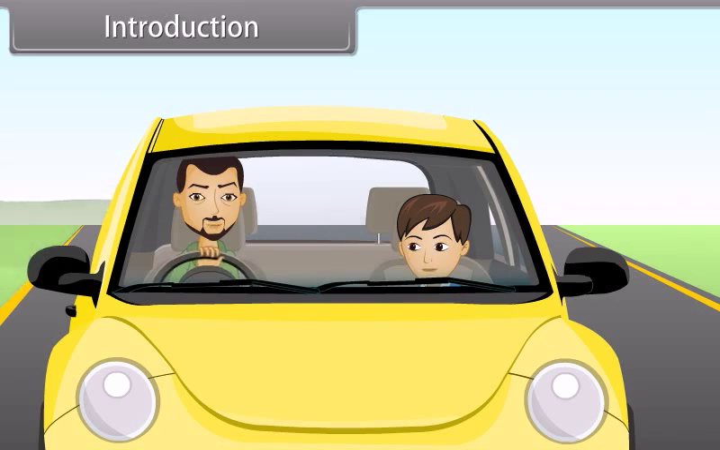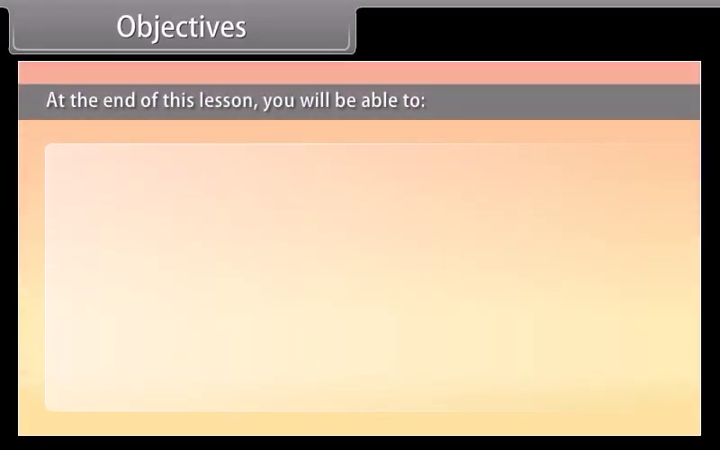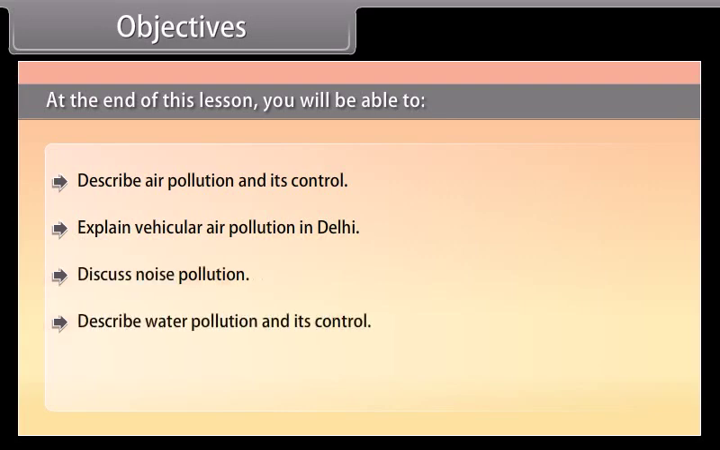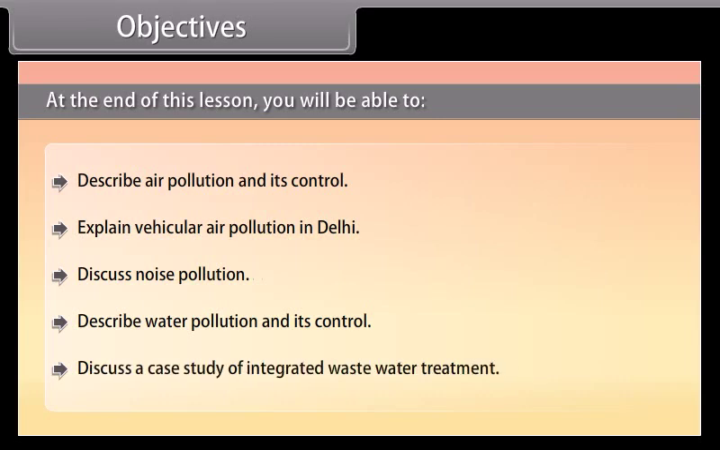In this lesson, you will learn about air and water pollution. Objectives. At the end of this lesson, you will be able to describe air pollution and its control, explain vehicular air pollution in Delhi, discuss noise pollution, describe water pollution and its control, and discuss a case study of integrated waste-water treatment.